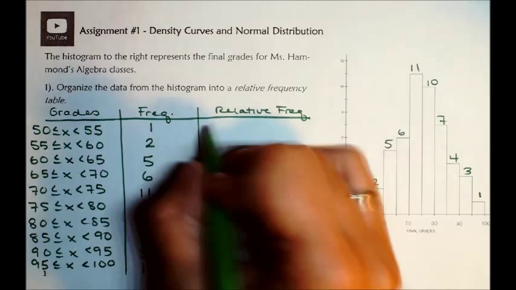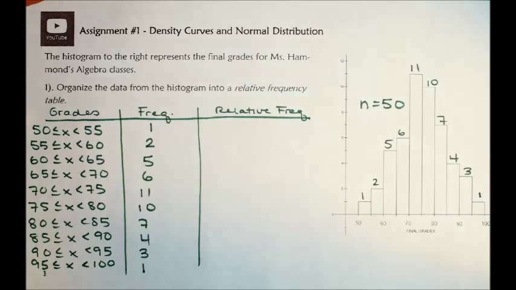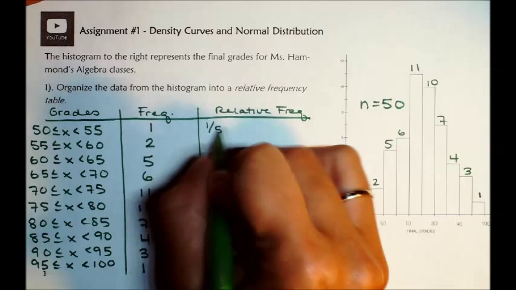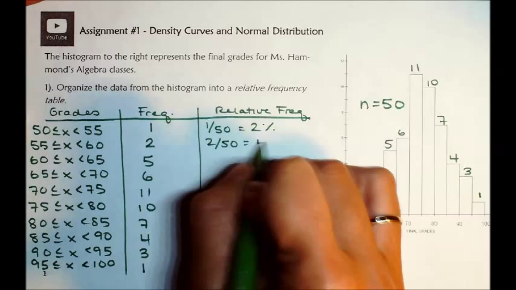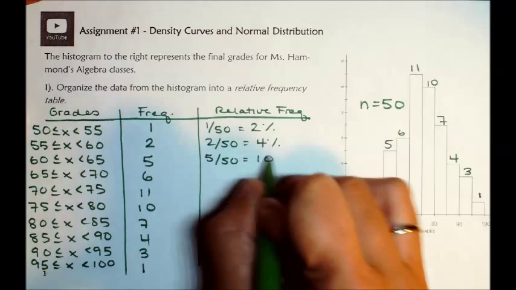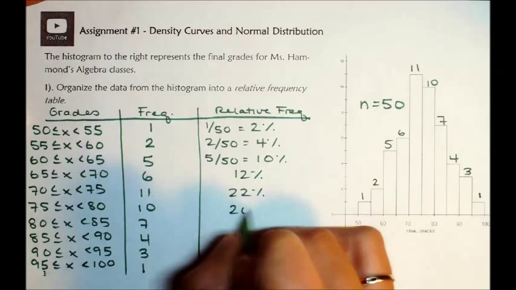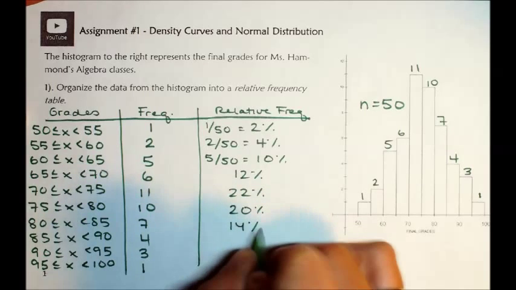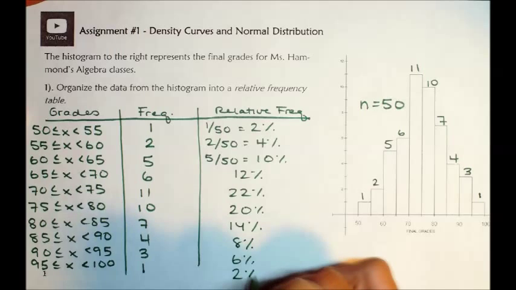There are 50 data points altogether. So one of them out of 50, that is 2%. 2 out of 50, 4%, 5 out of 50, 10%, 12%, 22%, 20%, 14%, 8%, 6%, and 2%. And hopefully this all adds up to 100.